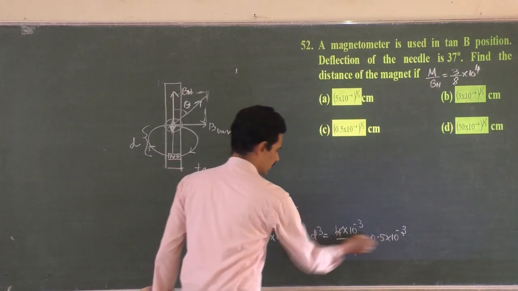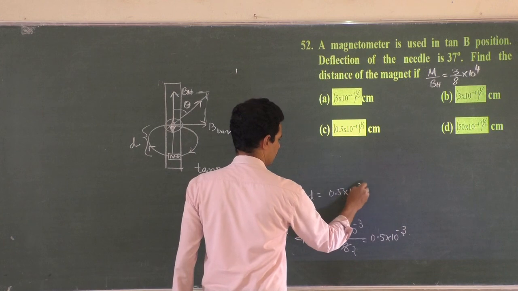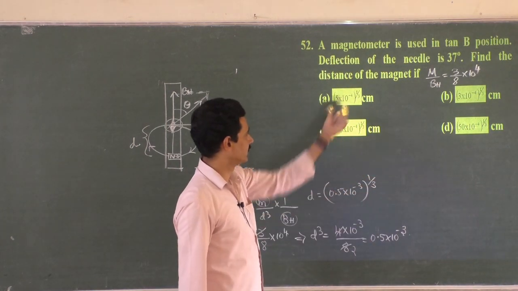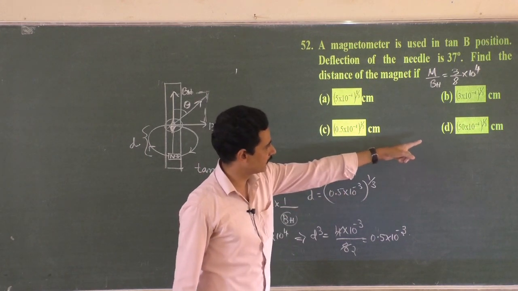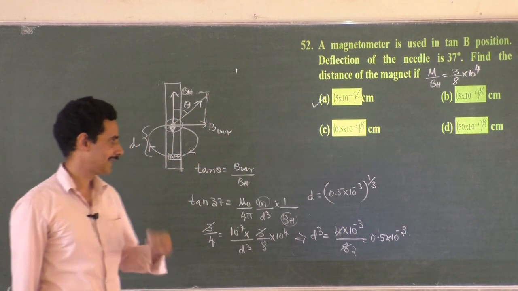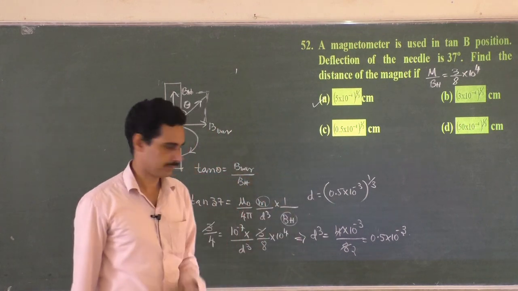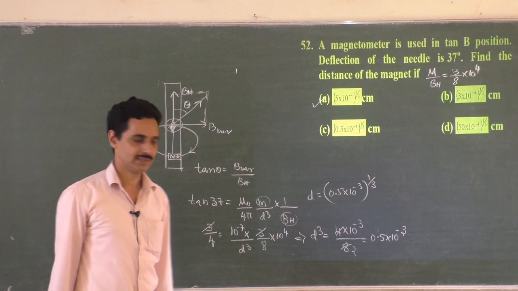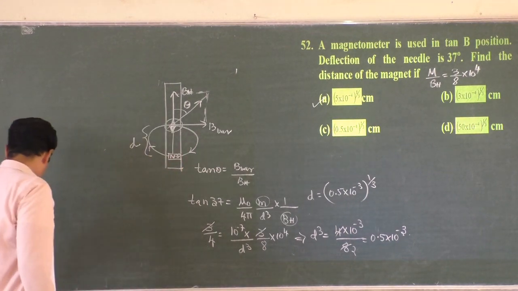And the cube root, if you want d, is equal to 0.5 into 10 to the power minus 3. It's the cube root, and it should be 5 into 10 to the power minus 4. There is no, 0.5 into 10 to the power minus 4 is wrong. Yes, this is the answer: 5 into 10 to the power minus 4. You can't see this clearly, but you can get it from the PDF. It is 5 into 10 to the power minus 4 to the power 1 by 3, the cube root of 5 into 10 to the power minus 4. Okay, we will move on to the next question.